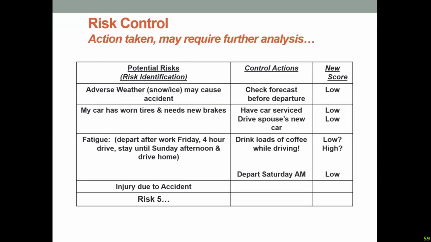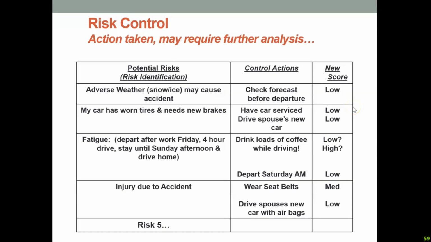Fatigue, I could drink lots of coffee when I'm driving, or I could depart on Saturday AM. So again, I could reassess my criteria based on those and come up with a new score. And what might that be? You've got your original risk scores. You put your mitigating factors into place and you put some control actions in place. Then you need to go through the process again and you rescore it and you might get a different score. And you keep doing that until you get to a point where you're happy to accept what the risk is.